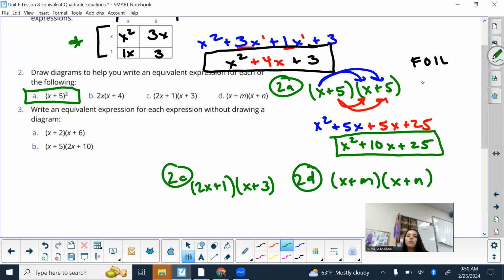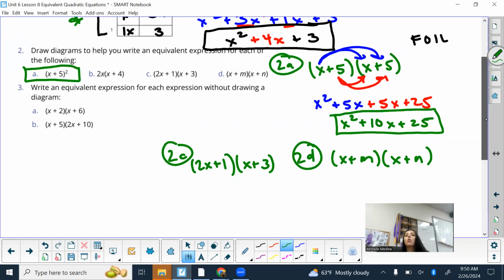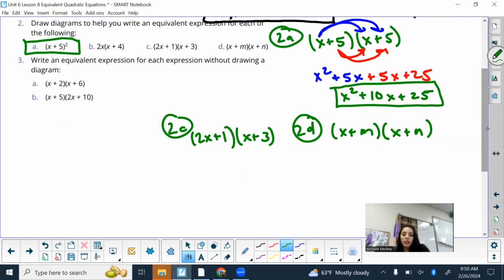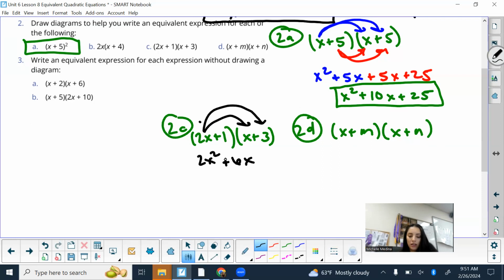All right, so if you use either the FOIL method, the double distributing, or the area model, you will get the same answer so long as you do it correctly. So I'll do the double distributing. I think that makes sense to most students when I call it that. I have 2x times x, which is 2x squared, 2x times 3, which is 6x. Then I have 1 times x, which is 1x, and 1 times 3, which is 3. Combine like terms. That middle term becomes 7x, because 6x plus 1x is 7x. So that's my answer for 2C.